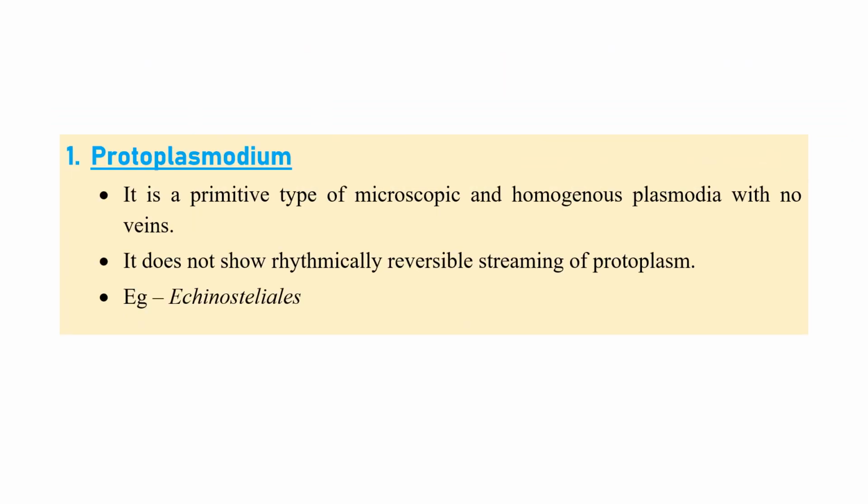The first one is protoplasmodium. As I told you, it's the most primitive type of plasmodium we can observe in the microscope. There are no veins and no special differentiation that we can observe in the protoplasm. We cannot distinguish the protoplasm, and the size ranges from less than 1 mm. It does not show any rhythmical reversible streaming of cytoplasm. No reverse streaming of cytoplasm can be observed. The best example is Echinosteliales.